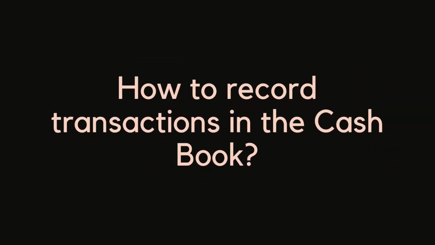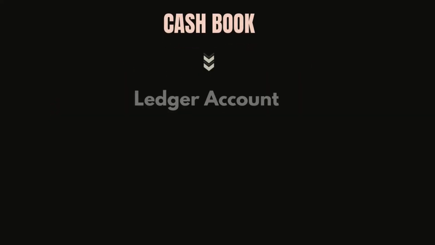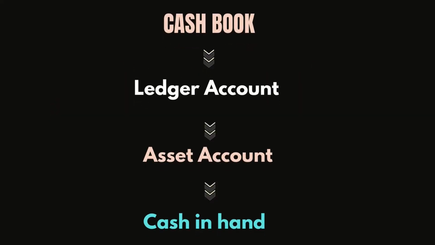Okay, now let's learn how to record transactions in the cash book. We already know that the cash book is a ledger account. Precisely, it is an asset account. This is because the cash book represents the current asset called cash in hand.